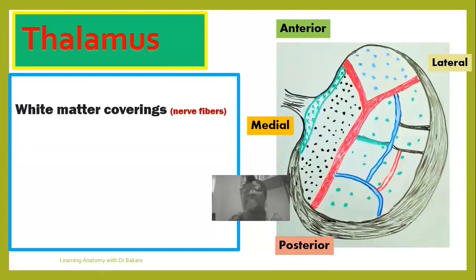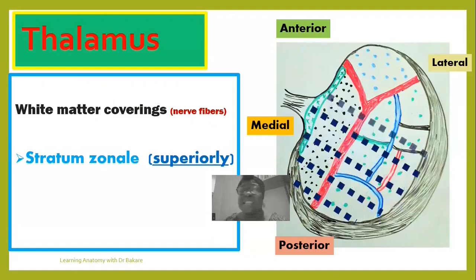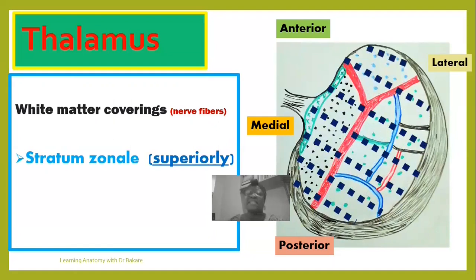We have a section of the white matter covering lining the superior surface of the thalamus, and this is what is referred to as the stratum zonale. So you have these strands of nerve fibers lining the superior surface of the thalamus, and this is what is highlighted here in blue. You see this extension, it's just limited to the superior surface of the thalamus, and this is what is referred to as the stratum zonale.